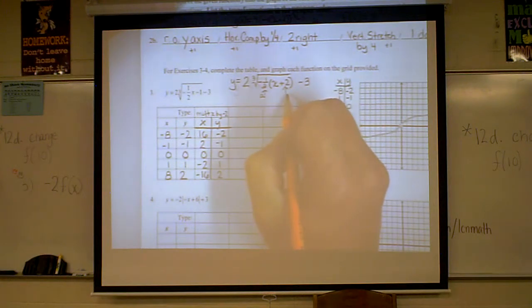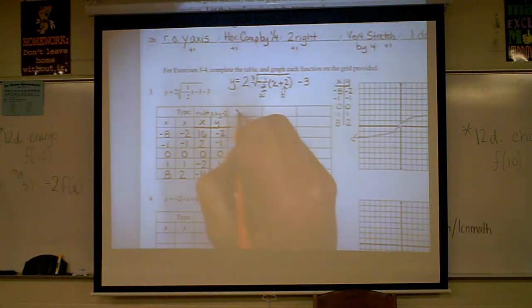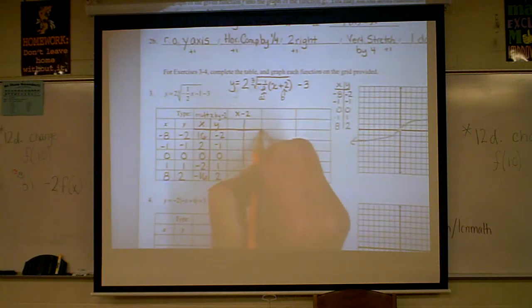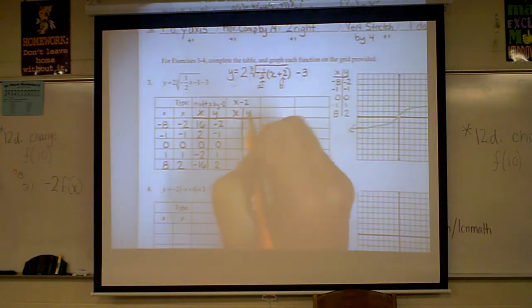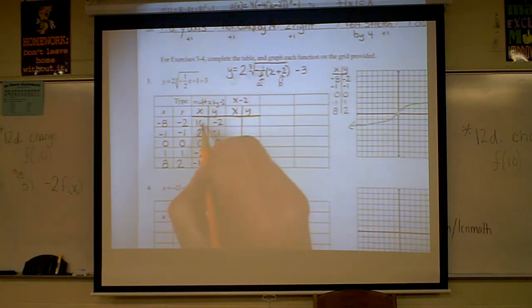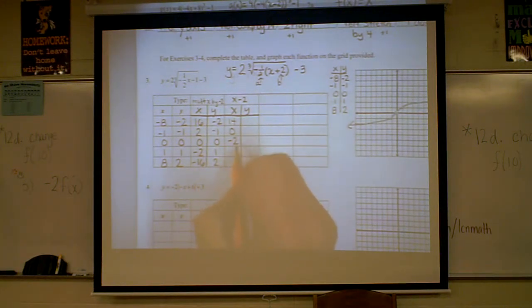B means you're going to shift your graph 2 units left, which means you're going to subtract 2 from your x values. So I'm going to divide my column into 2, x and y. I'm taking all these x values and I'm subtracting 2. You do the opposite. So what is 16 minus 2? It would be 14. 2 minus 2 is 0. 0 minus 2, -2. -2 minus 2 is -4. And -16 minus 2 is -18. You're going to keep your y values the same.